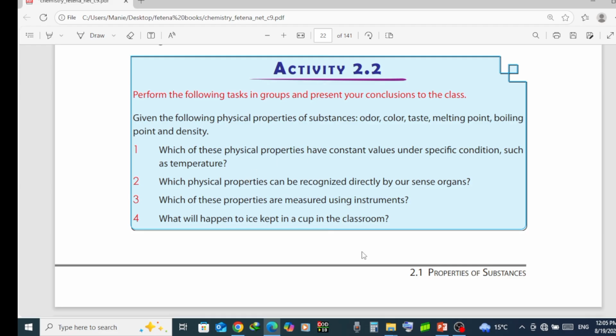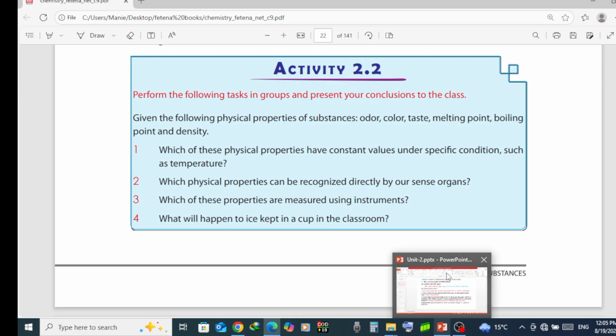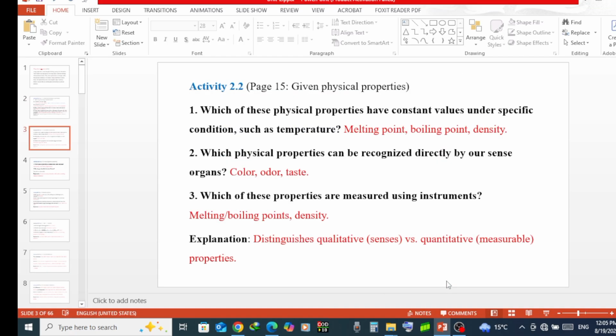All right, so let's dive into the activity. Here are some of the points under the activity.